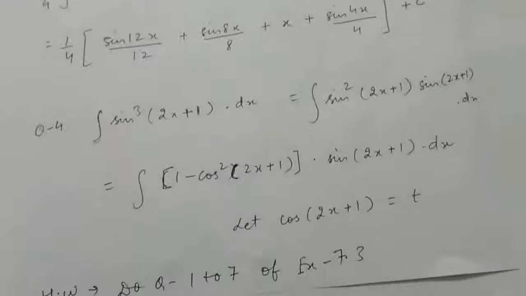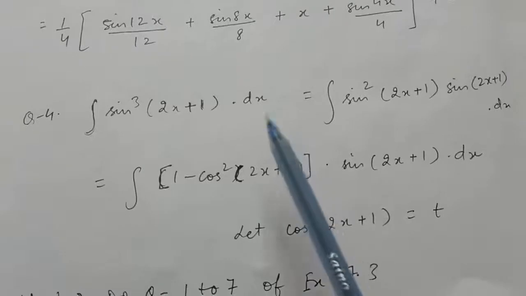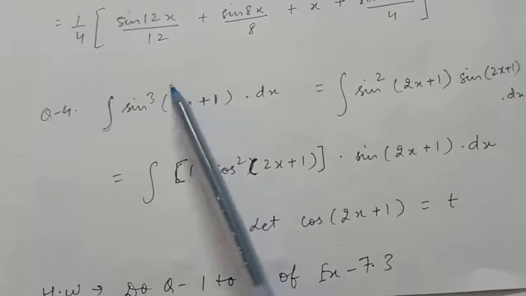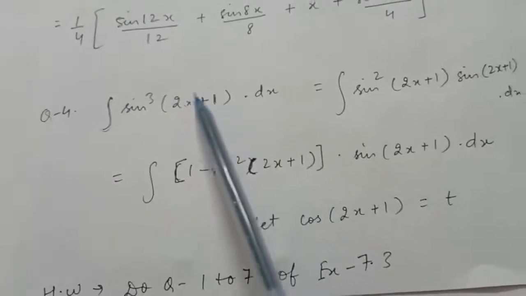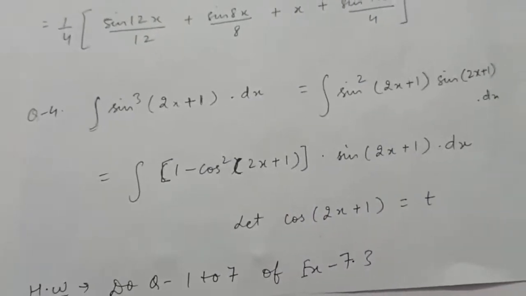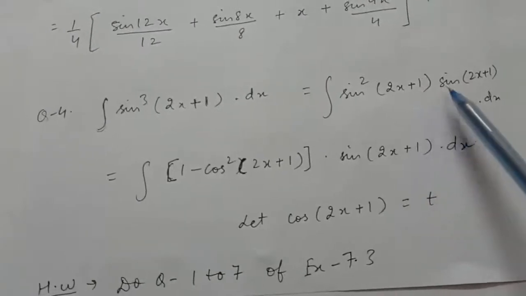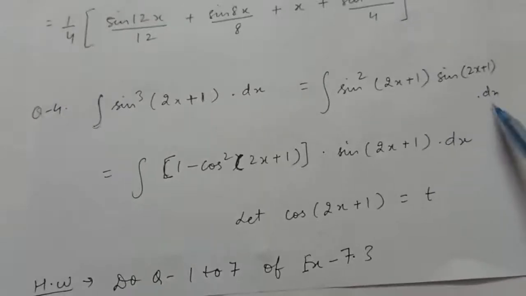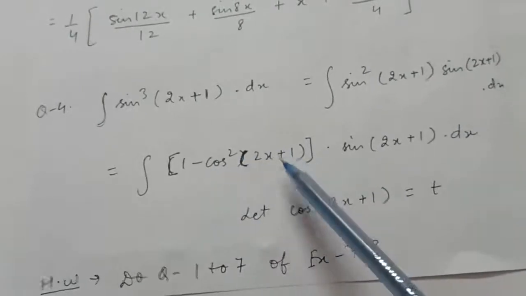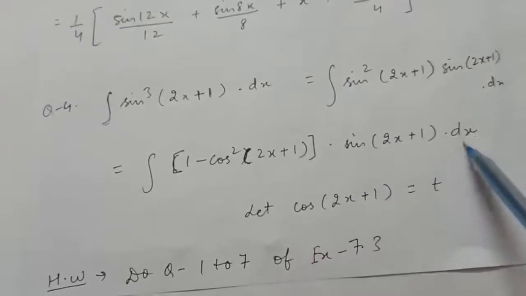Now see question number 4th. Integral of sin cube 2x plus 1 into dx. Now you have two methods to solve this. Either use the formula of sin cube x and in place of x now this complete will come, or you can apply this method, that writing this sin cube 2x plus 1 as sin square 2x plus 1 into sin 2x plus 1 into dx. Now changing this into 1 minus cos square 2x plus 1 into sin 2x plus 1 into dx, right?